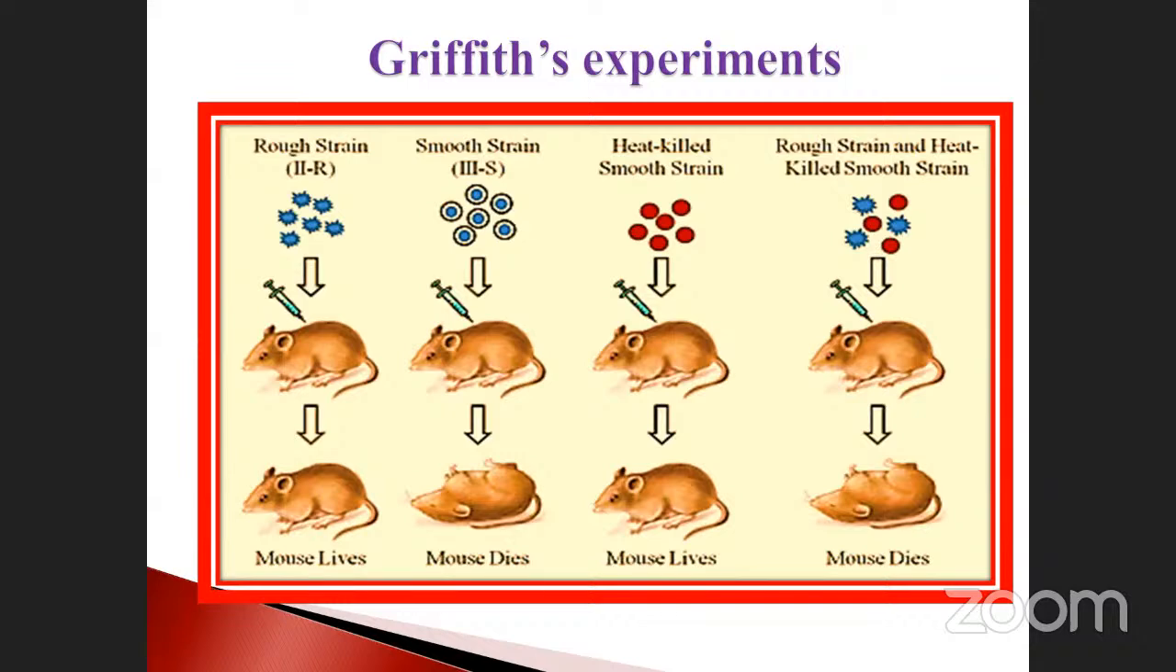Then after that, the two were mixed: rough strain and heat-killed smooth strain. These two only, this one as well as the first one. At that time, what happened? The mouse dies. What will be the statement here, my dear? Dhanalakshmi, what happened here?